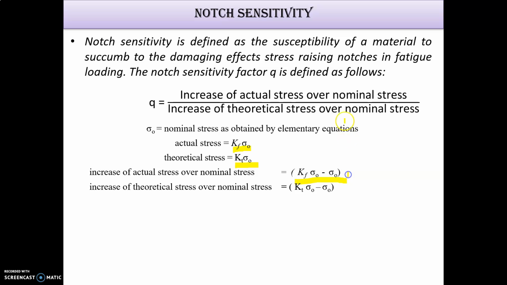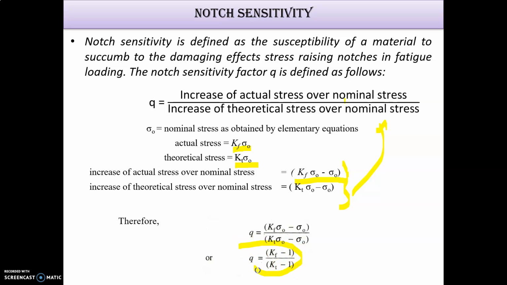Now we will put these values in this equation. So we get kf sigma 0 minus sigma 0 upon kt sigma 0 minus sigma 0. Sigma 0 will get cancelled, it's a common term. So q equals kf minus 1 upon kt minus 1. This is your notch sensitivity factor. This factor we consider in designing.